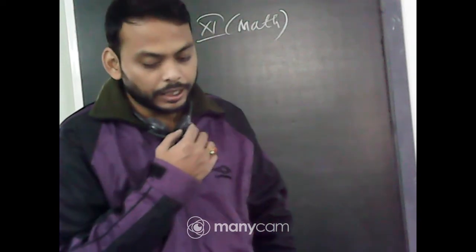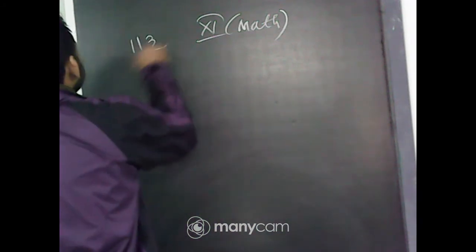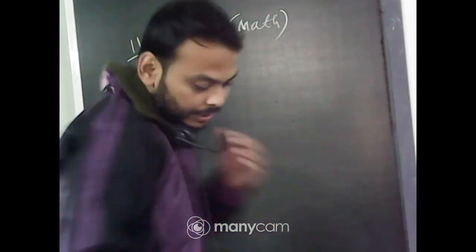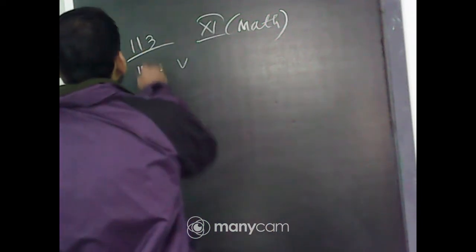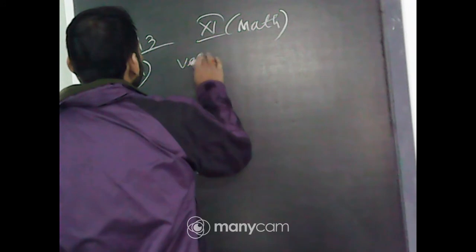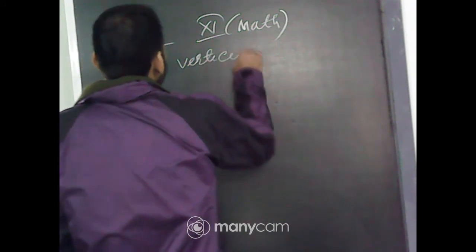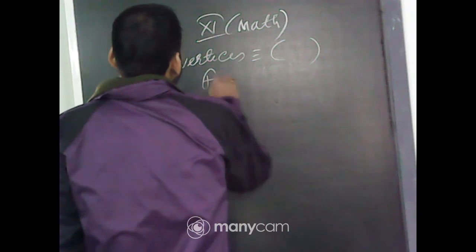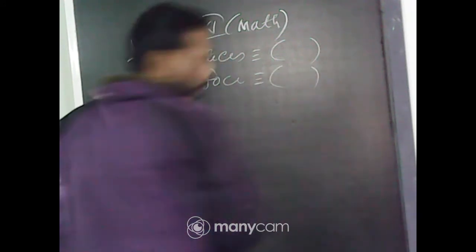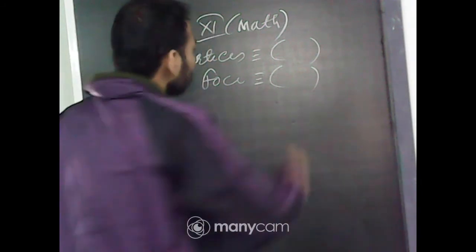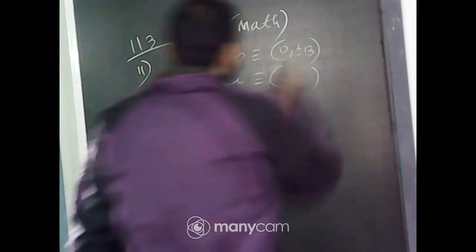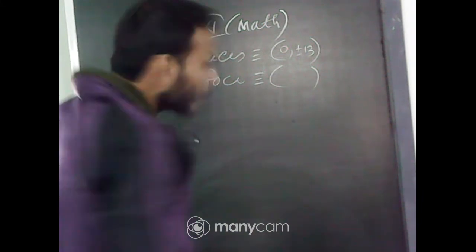Last day we have done up to question number 10 of exercise number 11.3, that is ellipse. Today I am solving from question number 11. You also do it in your copy. Here vertices and foci, that is given to you. Vertices 0, plus minus 13 and the foci 0, plus minus 5.